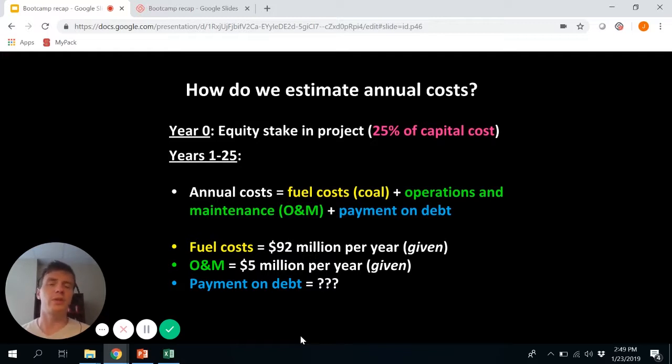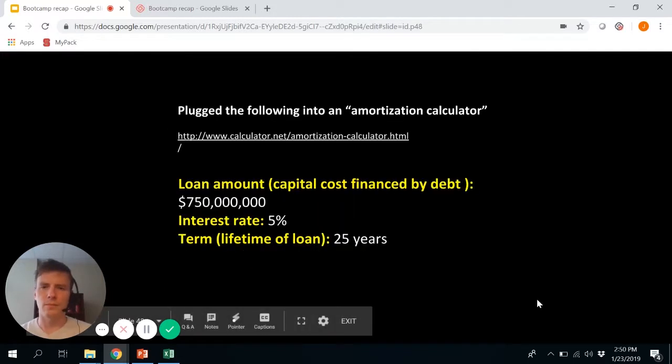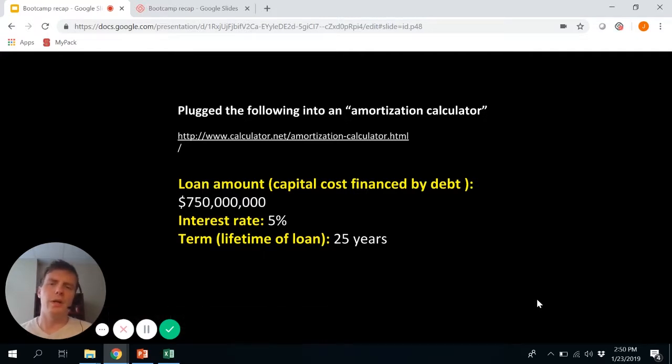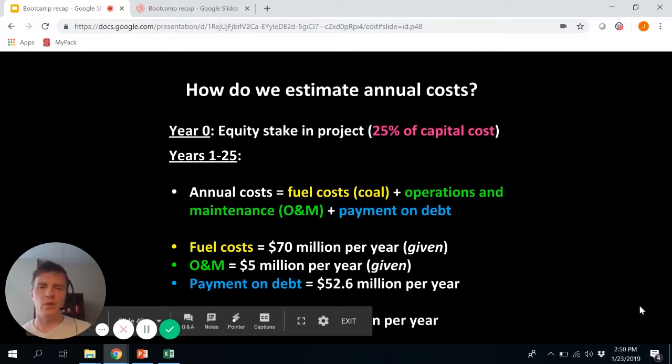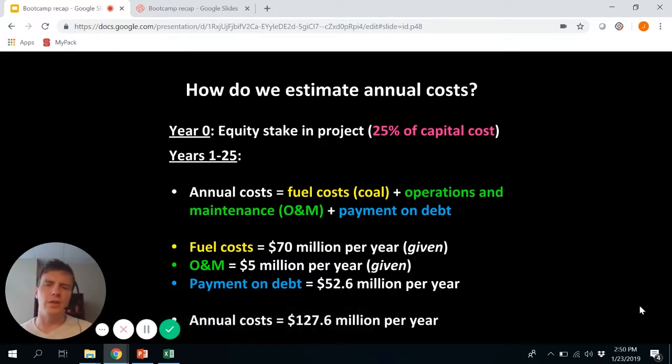And then the next question is, what's that payment on the debt going to look like? When the power plant finances 75% of the capital cost using debt, it's borrowing $750 million and has to pay that back over a long period of time plus interest. So how do we come up with the annual payment? We can plug this into an amortization calculator shown here. Loan amount is going to be the amount of the capital cost that's financed by debt. That's $750 million. The interest rate on that debt is 5%. And the term, the lifetime of the loan, we're going to say is the same as the lifetime of the power plant, or 25 years. If we plug that in, what we get is an annual payment on the debt of $52.6 million per year. That includes principal and interest.